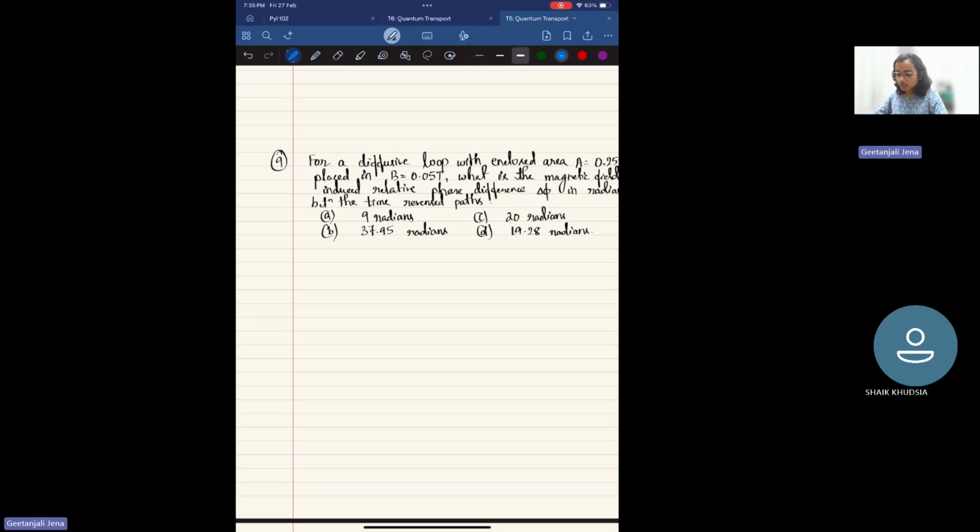Okay. So question number 9. It's given for a diffusive loop with enclosed area. There is a loop, area is 0.25, placed in a magnetic field of 0.05 Tesla. What is the magnetic field induced relative phase in radians between the time reverse paths? So you need to calculate the magnetic field induced relative phase between the time reverse paths.